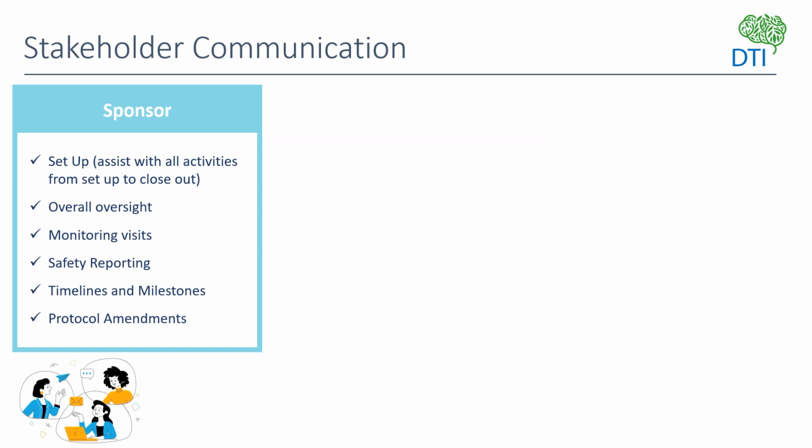Communication then is another crucial aspect in both the planning and execution of a clinical trial, and there are many stakeholders involved, as we know. So I'll just give you a few examples of some of the key stakeholders and their responsibilities. So the sponsor, as we know, is involved from setup all the way to closeout. Site staff will usually have regular contact with the sponsor, and they usually provide general oversight during the trial and ensure that staff adhere to the protocol and provide guidance where needed, really.